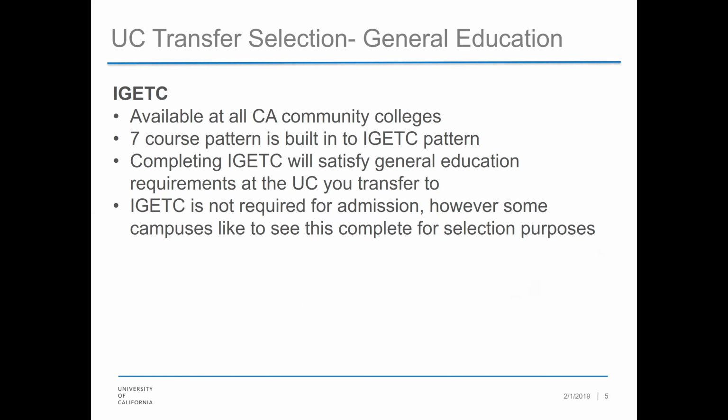IGETC. A lot of students, I'm sure, at community college are familiar with IGETC, often referred to as the general education. IGETC is available at all the community colleges. The 7-course pattern, which we started with at the beginning of this presentation, is built into IGETC. So should a student choose to complete IGETC, they also would have met our 7-course pattern. And in completing IGETC, students will satisfy all lower division general education requirements at the UC. It is important to note, however, that IGETC is not a requirement for admission. Some campuses can use it as a selection criterion, but it is not a requirement for admission. So we really want to encourage students to make sure that they focus on completing major preparation.